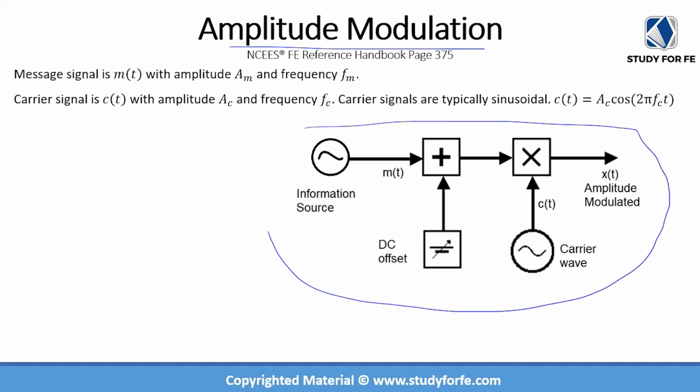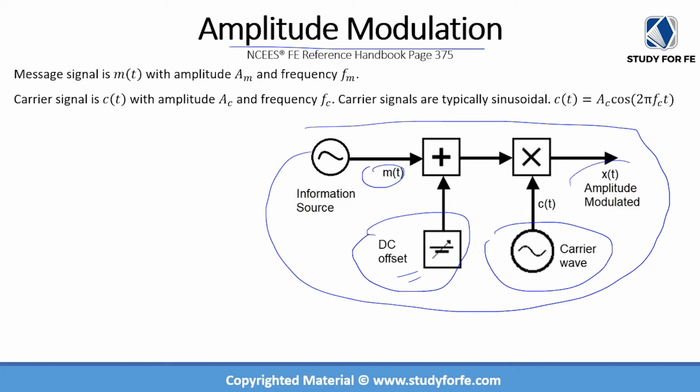We have an information source which is generating the message signal or the modulating signal. To this message signal, we add a DC offset, and I'll explain what this DC offset really means. And then we multiply it with the carrier wave, and that results in the modulated wave.